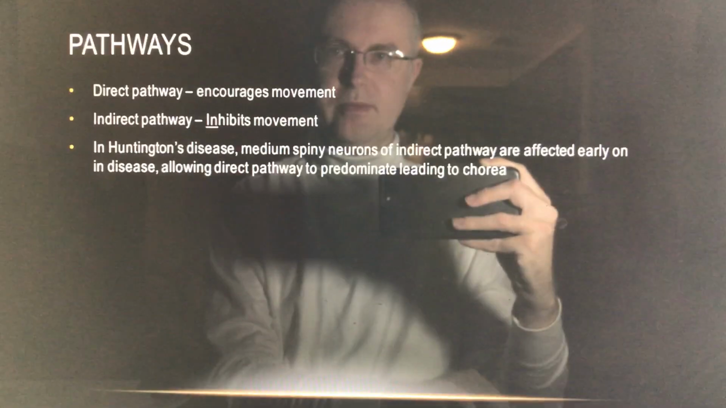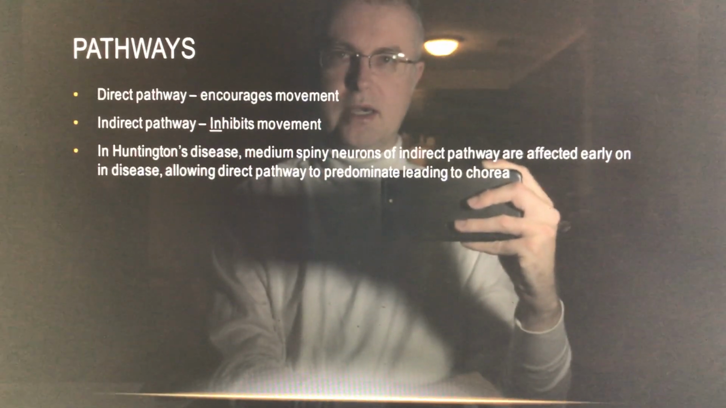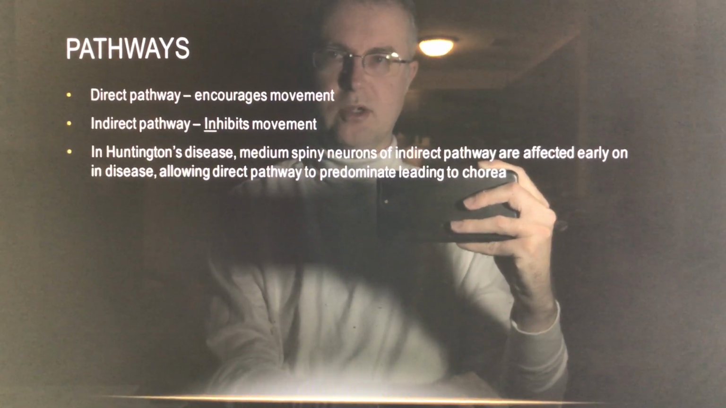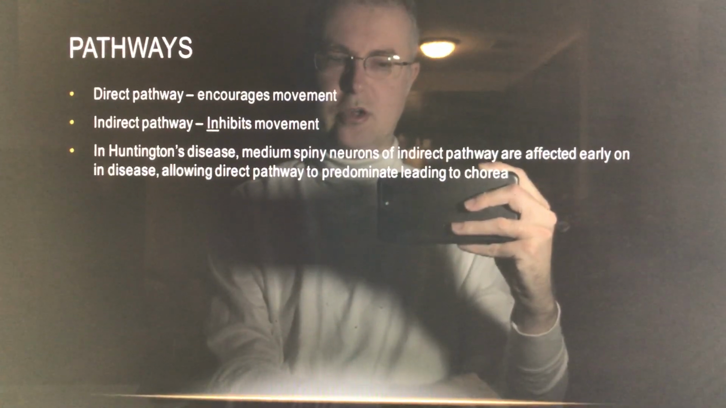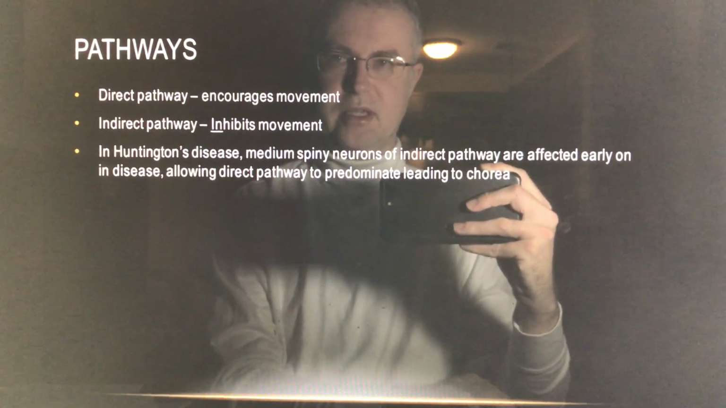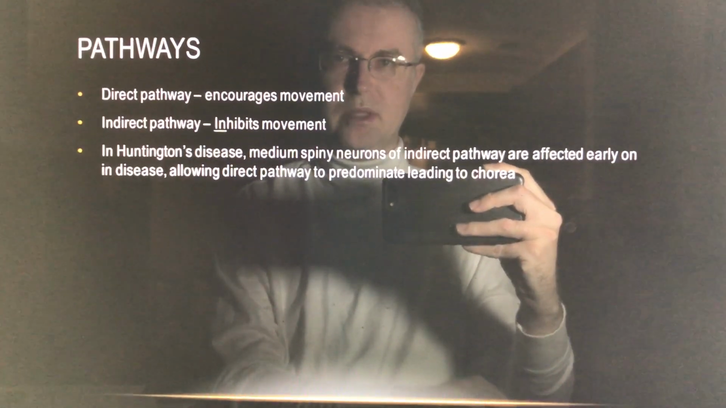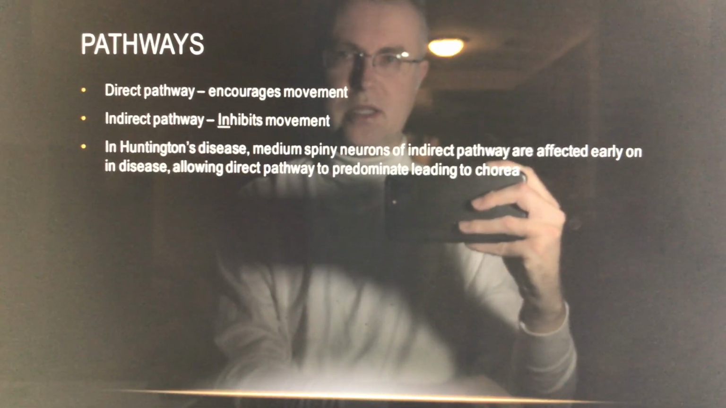The direct and indirect pathways of the basal ganglia is a topic that does need review. So let's begin. In the basal ganglia, you actually have two signaling pathways, which are called the direct pathway, and this one encourages movement. And you have the indirect pathway, where you think about the IN in indirect, meaning inhibits movement. How does this work in actual diseases?